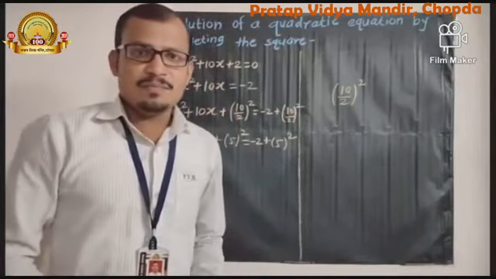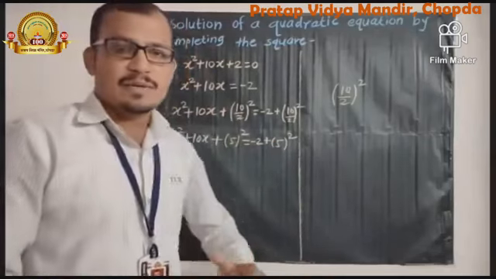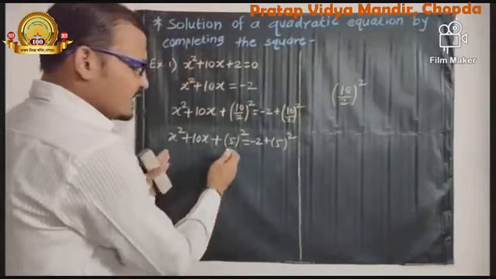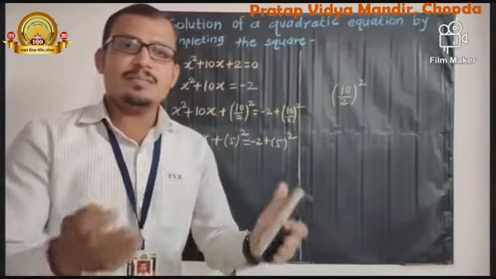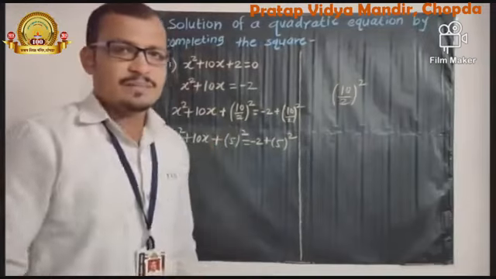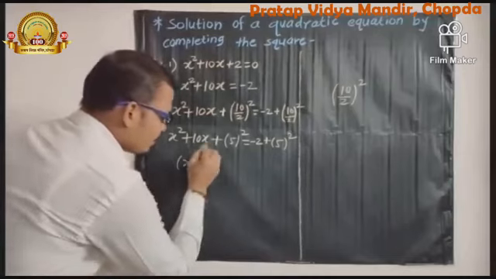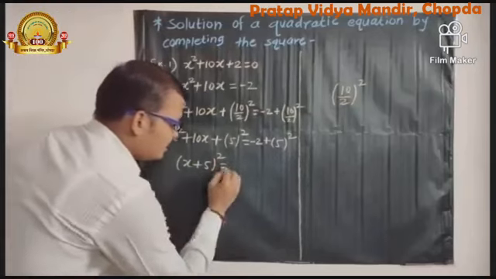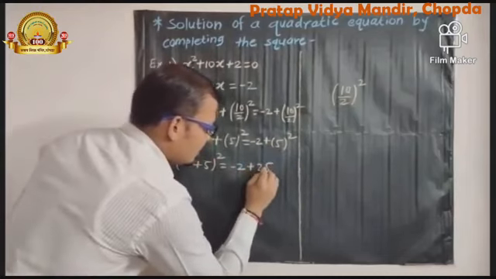Friends, what is the name of our method? Completing square method. Why is the name of this method completing square method? Because in this method we have to convert the LHS of the given equation into its complete square form. And here clearly this x square plus 10x plus 5 square is nothing but the complete square of x plus 5. So we can write this as x plus 5 square, and is equal to our RHS, minus 2 as it is, 5 square is 25.